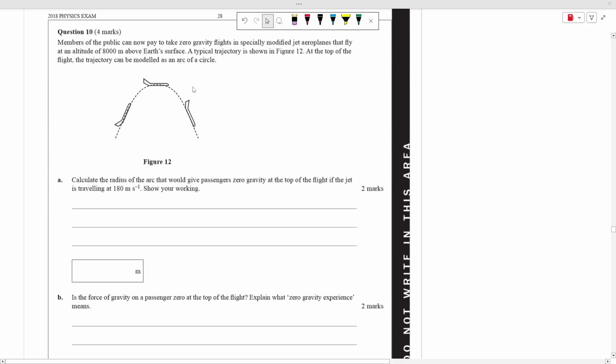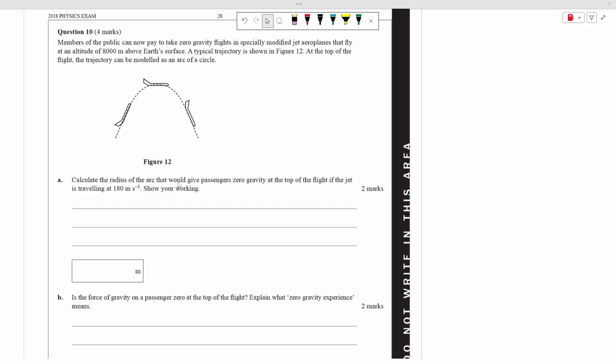Question 10. Members of the public can now pay to take the zero gravity flights in specially modified jet aeroplanes that fly at an altitude of 8,000 meters above Earth's surface. A typical trajectory is shown in figure 12. At the top of the flight, the trajectory can be modeled as the arc of a circle. Right, part A, calculate the radius of the arc that would give passengers zero gravity at the top of the flight if the jet is traveling at 180 meters per second. Show your working.